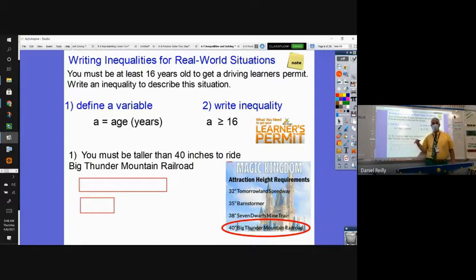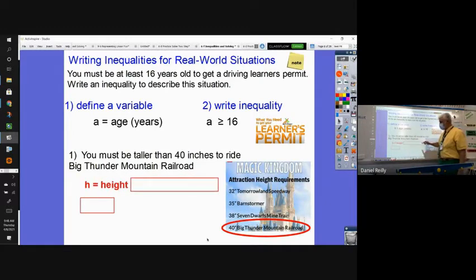Cole. Defining the variable. And what is the variable for this situation? What is the changing value? I for inches, okay? Or some people might say H for height, right? H for height is what I said. If I just say H for height, I'm going to lose a half a point.